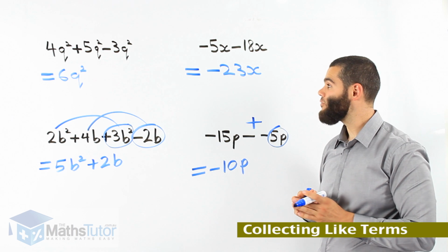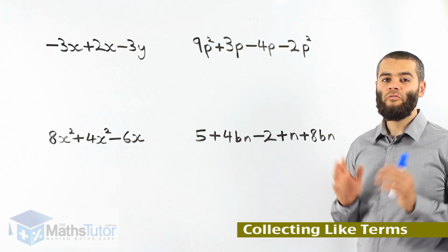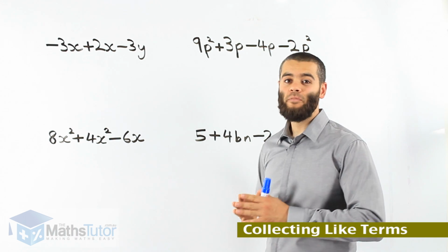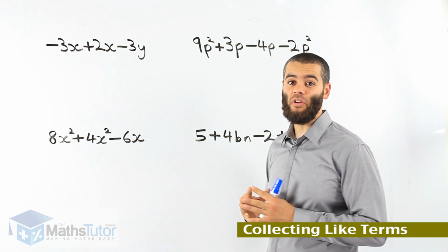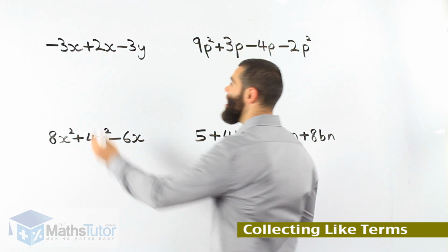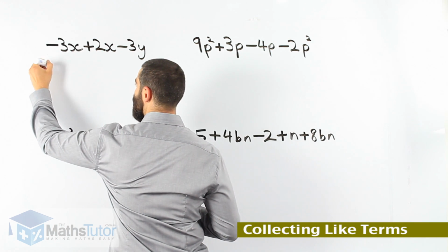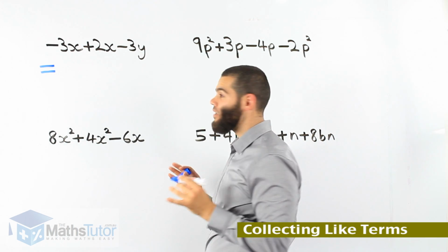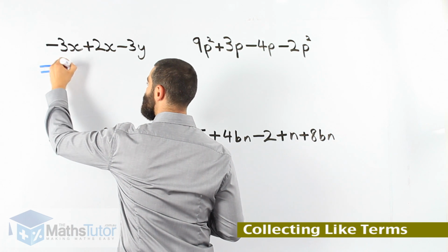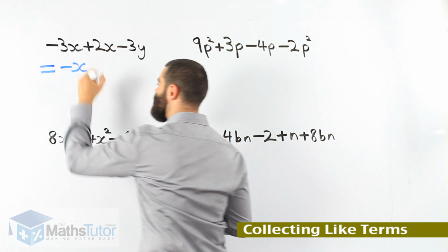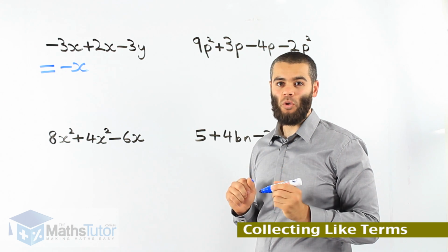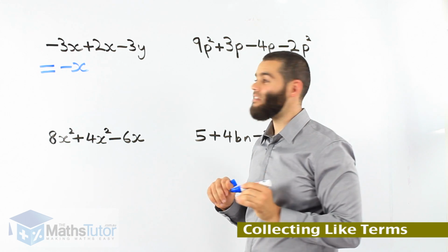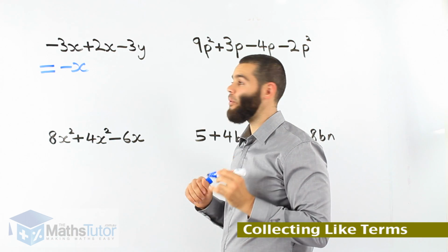Let's do another 4 examples. Let's go through them. Minus 3x plus 2x minus 3y. Minus 3x plus 2x are the like terms. Minus 3 plus 2, what are we going to do? Minus 3 plus 2 is negative 1x. We write it as negative x. We don't need to put the 1, but we know it's there. Negative x, that's how we write it.